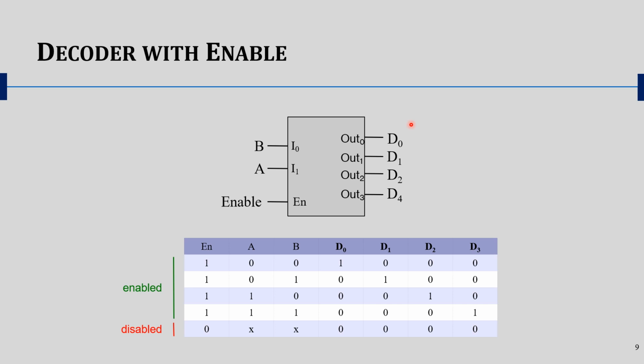We can have a decoder with an enable pin also. When this enable pin is high, only then the input values will be considered. If the value of the enable pin is 0, whatever the input value, it won't be considered, so the output will be 0 through all the output lines. Only if the enable pin is active, that is 1, does it consider the input combinations. So this enable pin acts as a control pin.